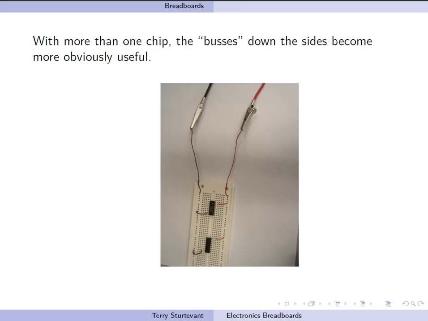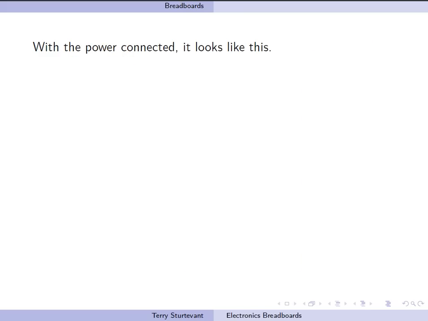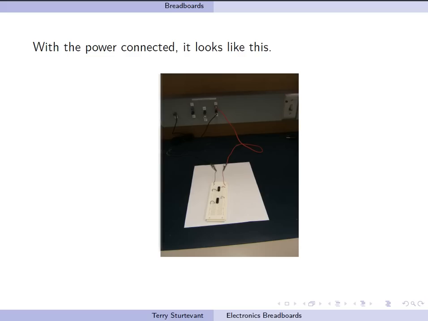Now, connecting to those columns down the side becomes really valuable when we have more than one chip. So we see we have two chips in this case. Each of them has their VCC pin on the upper right, connected to what we call a bus. Each of them has their ground on the lower left, which connects over to this, what we call a bus. So, when we connect power, it looks something like this.